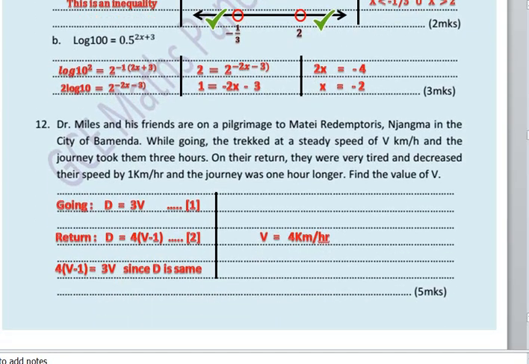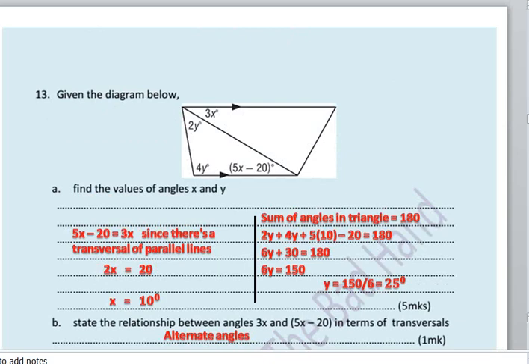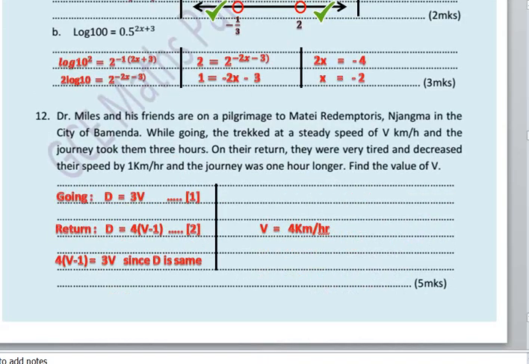Question 12, Dr. Miles and his friends are on a pilgrimage to Mater Redemptoris Njangma in the city of Bamenda. While going, they trekked at a steady speed of v kilometers per hour, and the journey took them 3 hours. On their return, they were very tired and decreased their speed by 1 kilometer per hour, and the journey was 1 hour longer. Find the value of v.